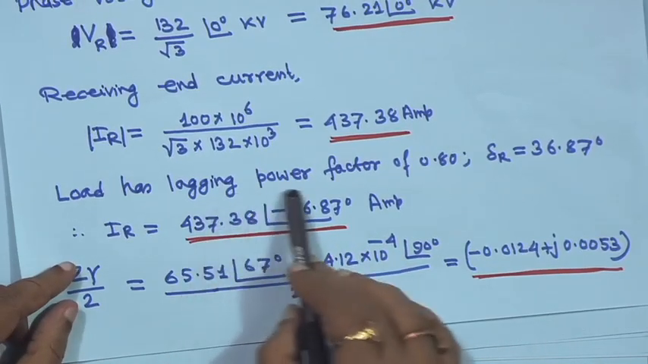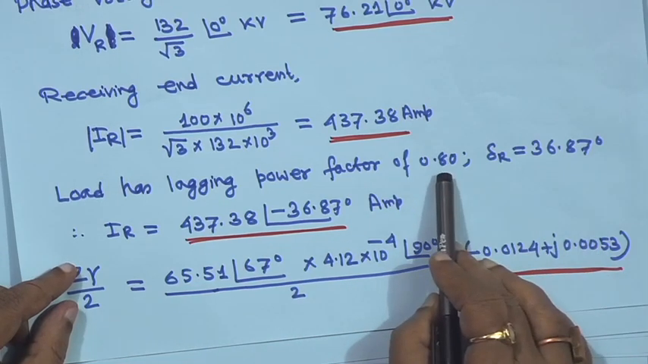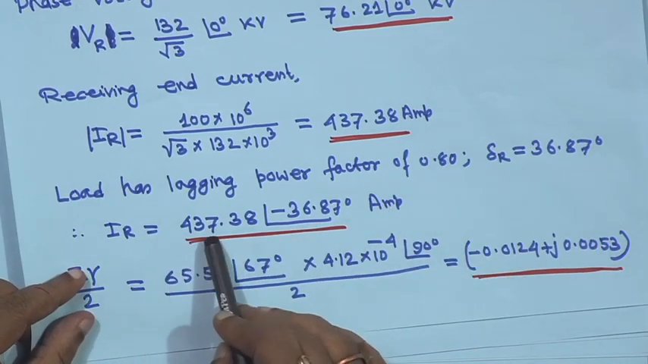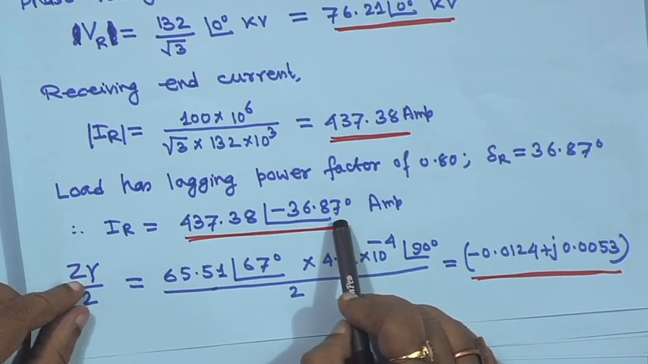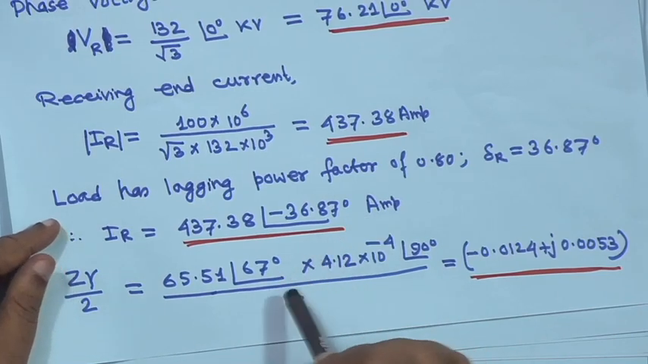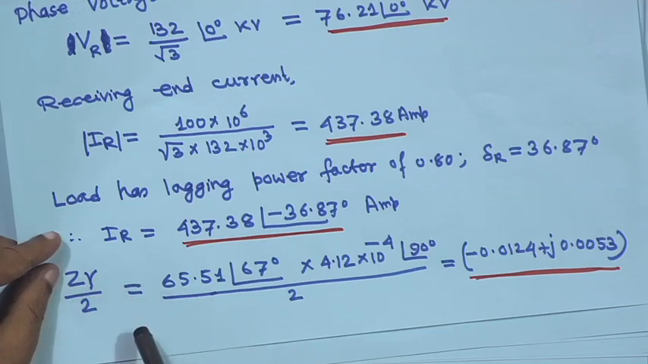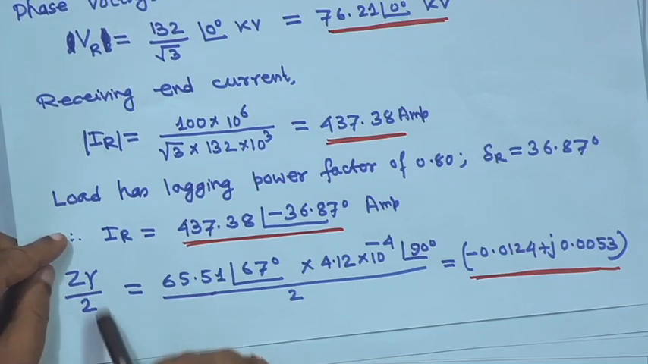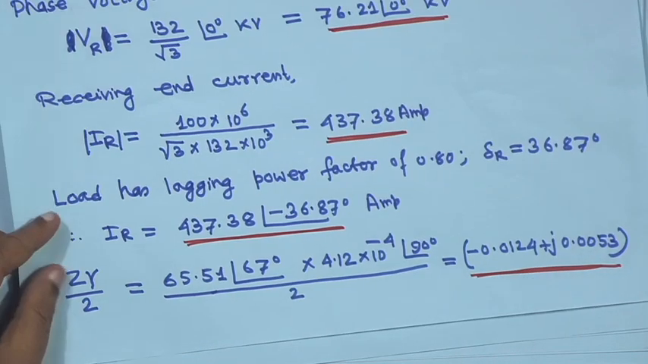The load has lagging power factor, so delta is 36.87 degree because it is 0.8. Therefore, current IR is equal to 437.38 angle minus 36.87 degree ampere. Now you have to calculate the ABCD parameters. First, A is equal to 1 plus ZY upon 2. First compute ZY by 2, put in all these values, and you will get this value.